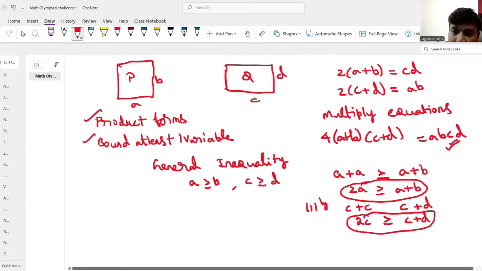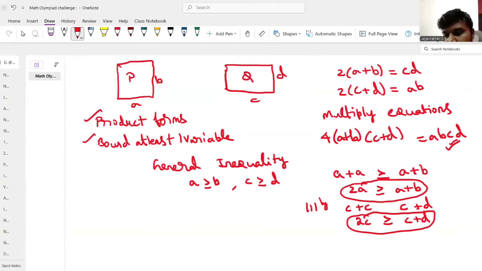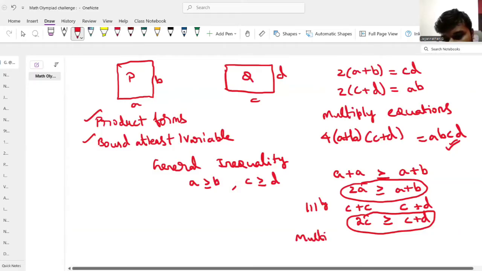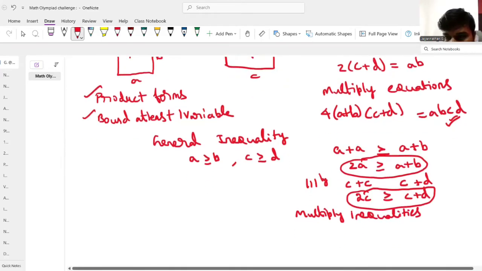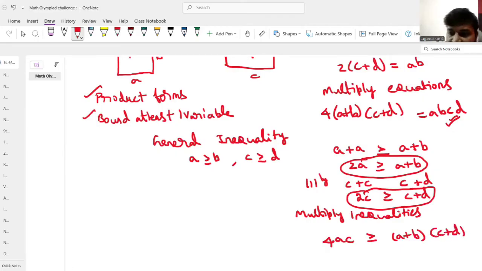So I'm going to use both these inequalities that I have generated to help myself create some bounding. I know 4 times (A plus B)... So I'm going to multiply both these inequalities. See what I'm going to get. So I am going to multiply these inequalities. When I do that, I'll have 4 times AC being greater than or equal to (A plus B) into (C plus D).